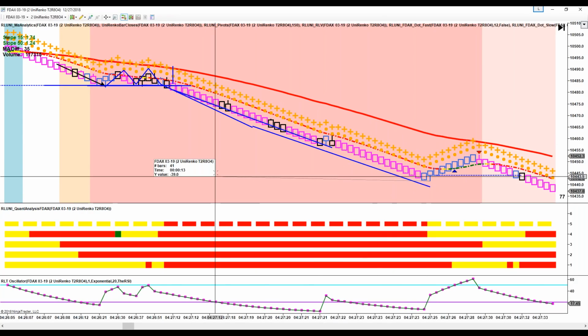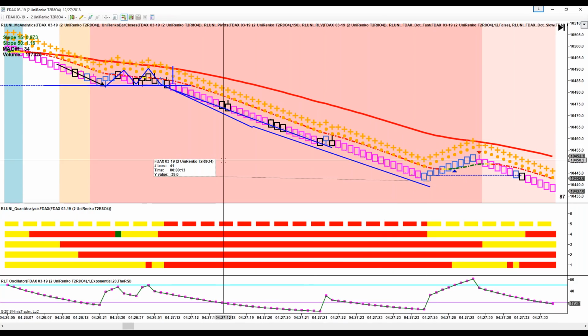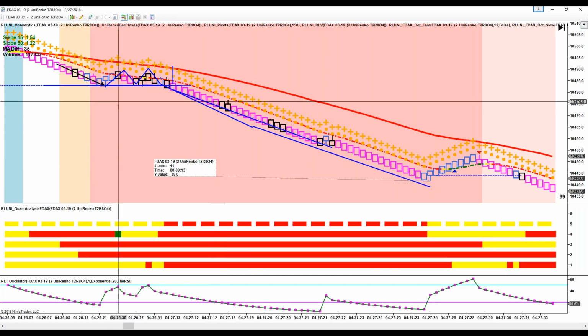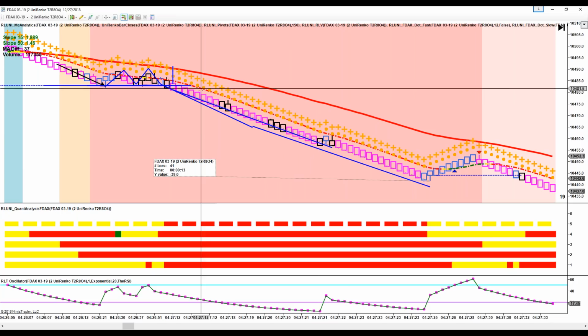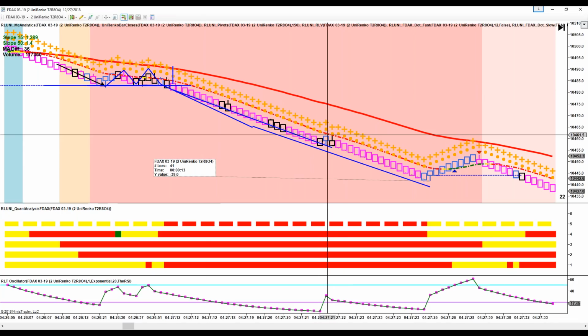this is an 80 point move, that's 160 ticks at $12.50 a tick. This is easily a $1,500 trade, maybe even more than that. But you've got to hold through this one up candle and you're in all the way.